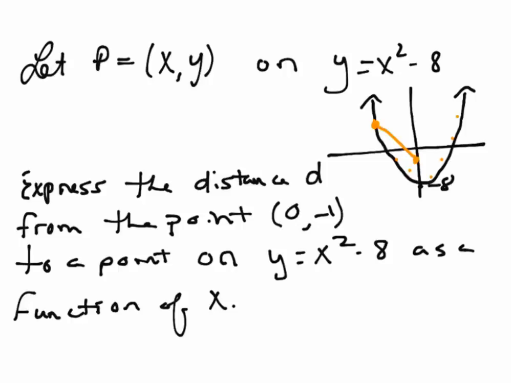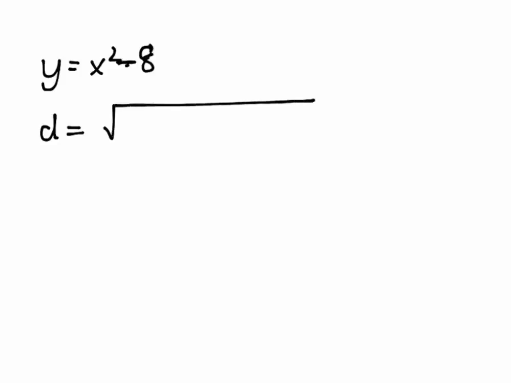So let's go ahead. First of all, we have to remember y equals x squared minus 8. That's the parabola that we're looking at. And you have to remember from probably your geometry class, there's a distance formula: if you're given two points, one coordinate you call x1, y1, and the other x2, y2, the actual distance between those two is the square root of x1 minus x2 squared plus y1 minus y2 squared.